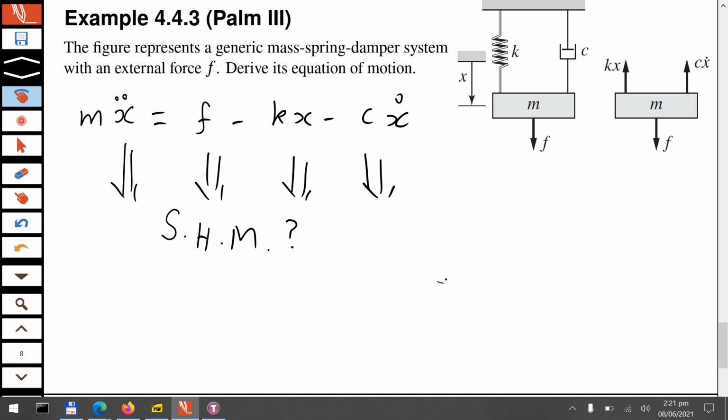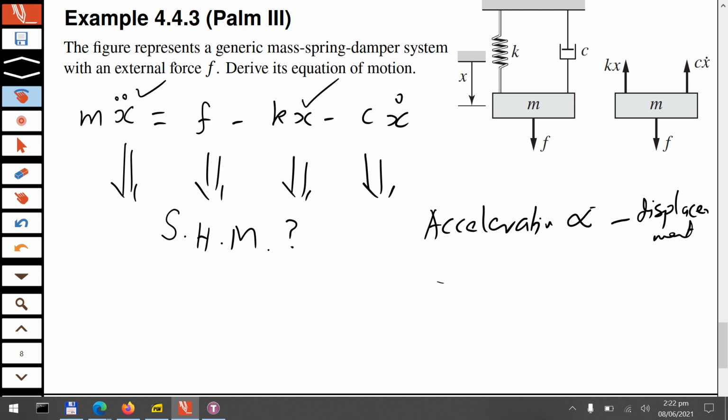Let me help you by starting with, उसमें क्या था कि acceleration must be proportional to, there was a minus sign because acceleration must be opposite, और यहाँ पे क्या था? If you remember, displacement. अब यहाँ पर displacement क्या है? x है. Acceleration क्या है? x double dot.